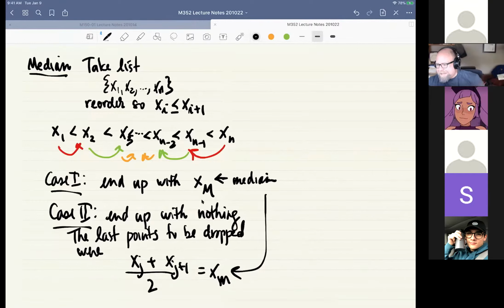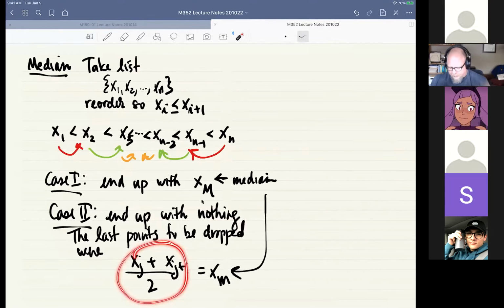So the median is literally the middle of your data set when you list your data in order. And then if you've got an even number of points, you have to pick a new point. You have to make up an imaginary point that's between them. So it's in case 2 that your median isn't actually in your data set. But in case 1, when you have an odd number of points, your median is actually going to be a member of your data set.